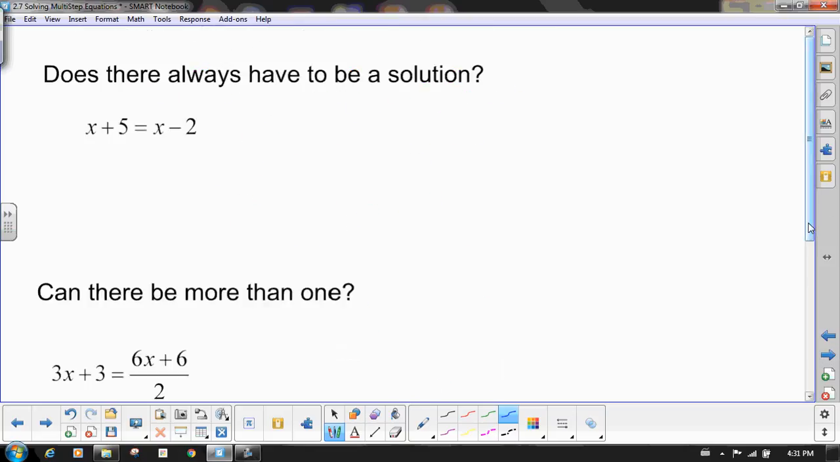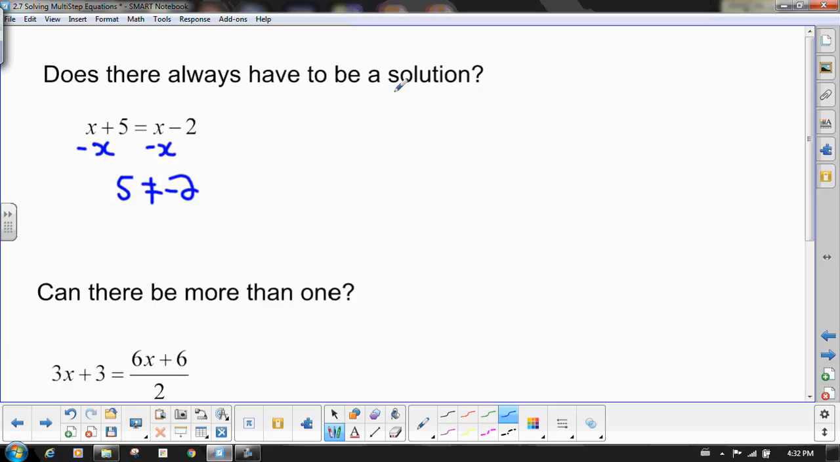Now, the question I'm going to ask is, does there have to be a solution? So if I'm looking at this, I have x plus 5 equals x minus 2. Is there any number that I can put in for x that is going to make this a true statement? The answer is no, not in this case. Because if I follow the process that we developed on the other slides, I have x, I want this x to move. So if I subtract x from both sides, I'm left with 5 equals negative 2. Is that true? No, it's not.